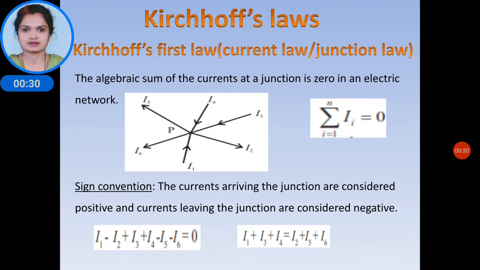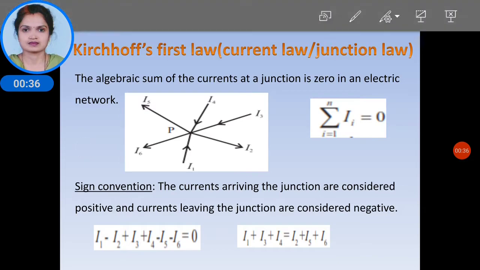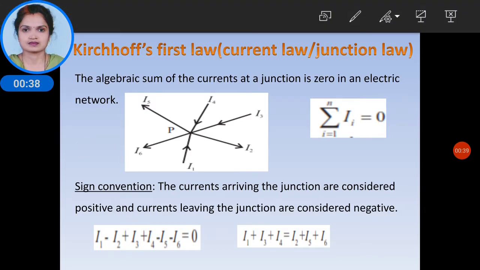We first see that the algebraic sum of the currents at a junction is zero in an electric network, which means that summation of I_i is equal to 0. Then what does this small i mean? Small i is nothing but the number of conductors, changing from 1 to the number of conductors. Then the algebraic sum of all these currents is equal to 0.